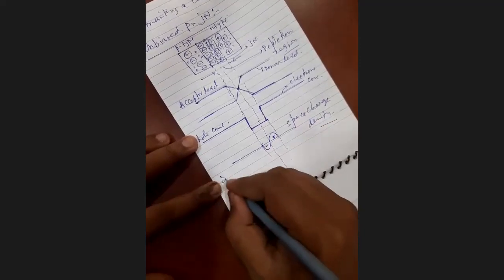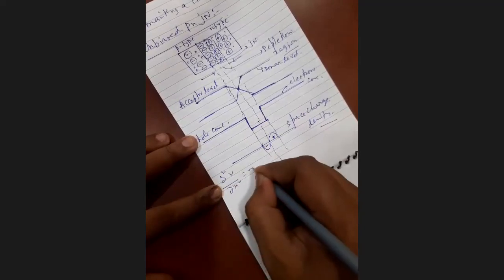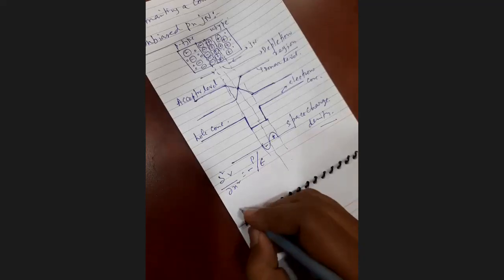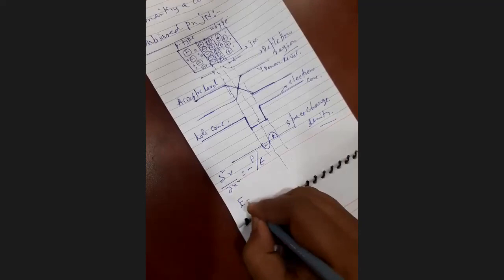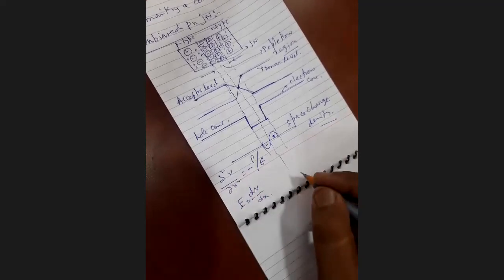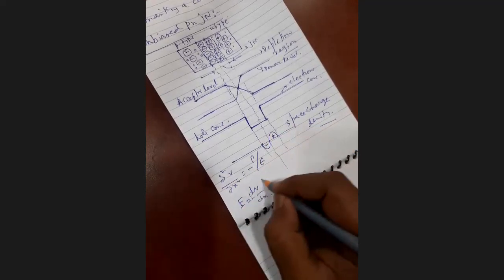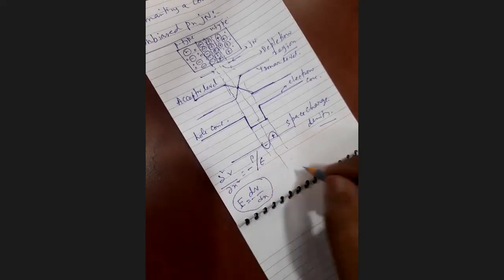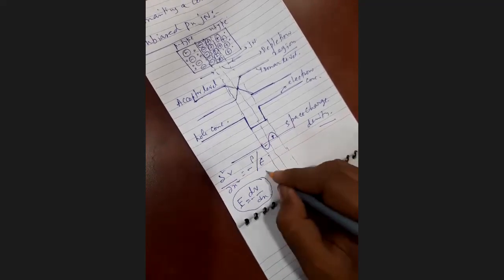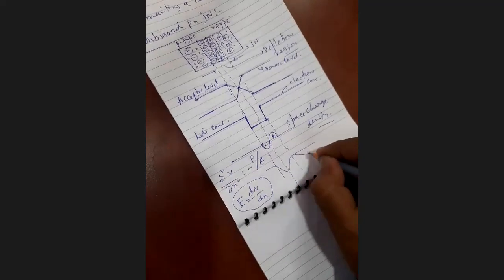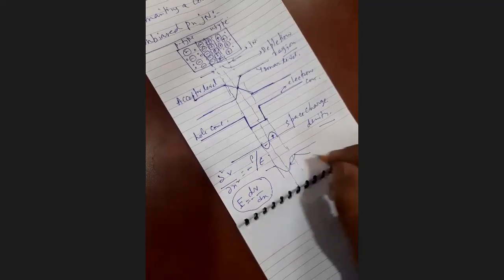So that is del square V by del x square, that is equal to minus rho by epsilon. What is rho? Rho is the space charge density. And similarly, how is the electric field considered? That is minus dV by dx, the rate of change of voltage with respect to the displacement, where the diffusion occurred. That is considered as the electric field, E. And here we also consider the barrier field, this is the barrier field, as E.